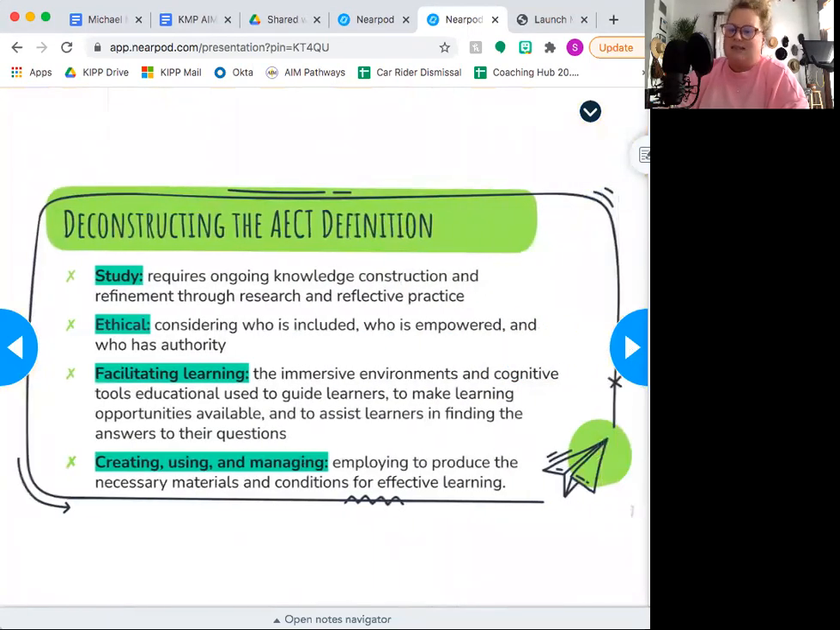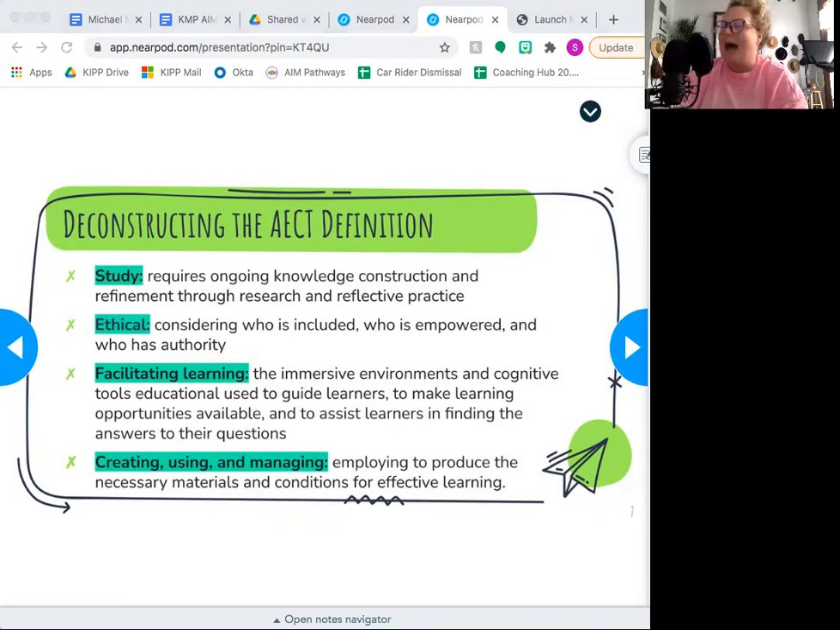When the AECT says study, we mean the theoretical understanding of, as well as the practice of, educational technology, which requires continual knowledge construction and refinement through research and reflective practice. This is all encompassed in the term study. That means our learning as educators, as adults, never stops when it comes to tech.